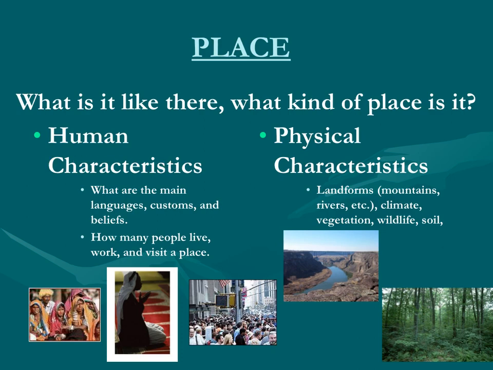The second one is the physical characteristics. What is it like physically? Does it have mountains? Does it have rivers? What is the climate like? Is it hot? Is it cold? Vegetation, meaning what kind of crops do they grow? Do they grow potatoes? Do they grow tomatoes? Do they grow carrots? Wildlife, what kind of animals do they have there? Do they have squirrels? Do they have bees? Do they have bears? And then soil. What kind of dirt is it? Is it very good for growing crops, or is it very rocky, meaning it can't grow crops? So the second theme of geography is place.